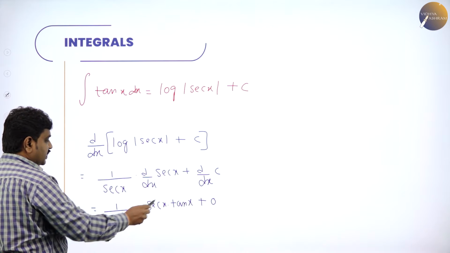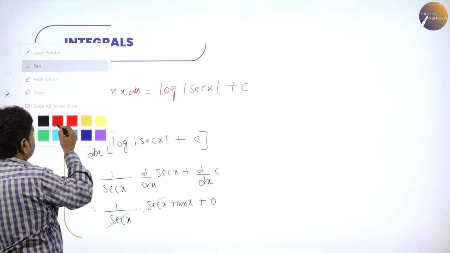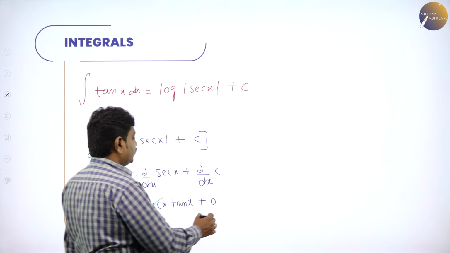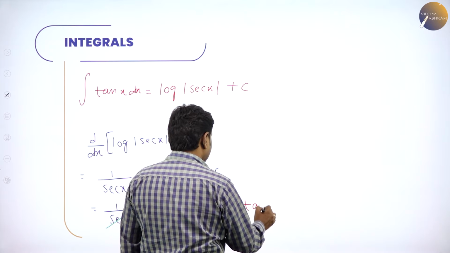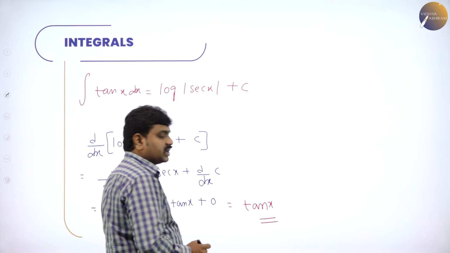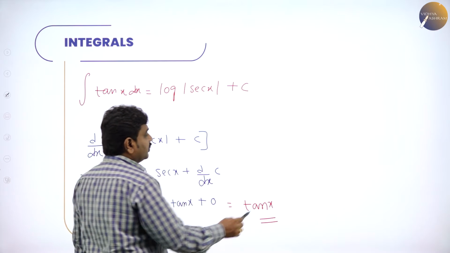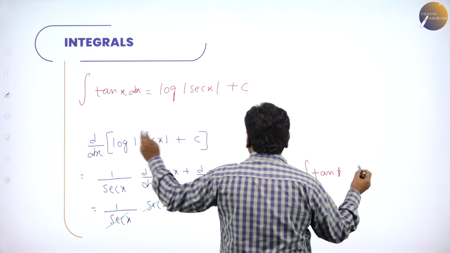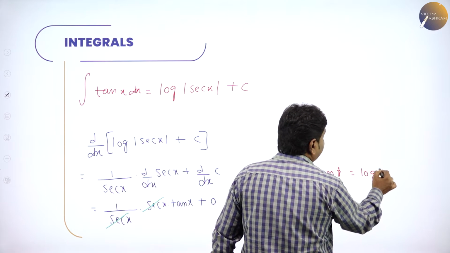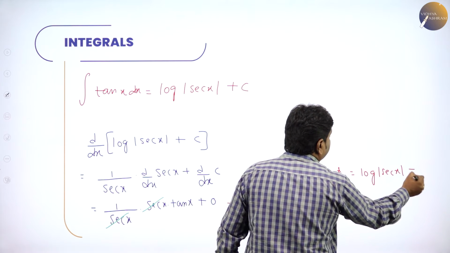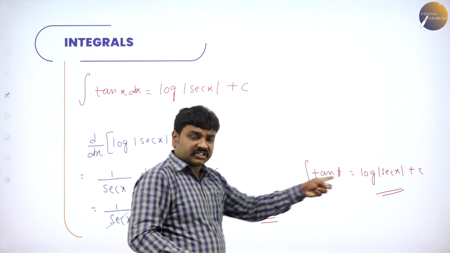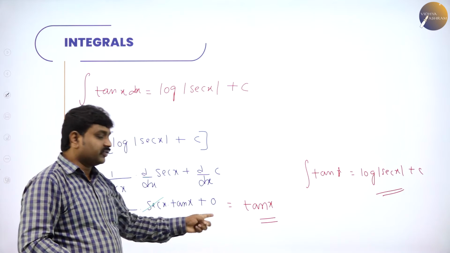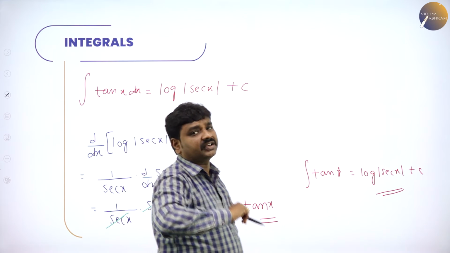So I can cancel secant x and secant x. What is left out? We are left with tan x. So that's the reason for the integration of tan x. When I integrate this, the integration of tan x should give you log of mod secant x. Why? Because when I differentiate log of mod secant x, I get tan x. That's why the integration of tan x is log of mod secant x.